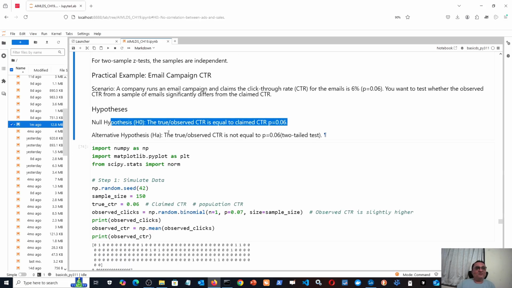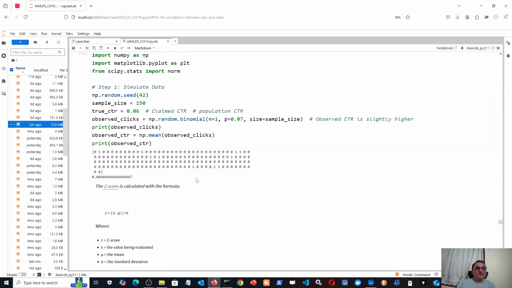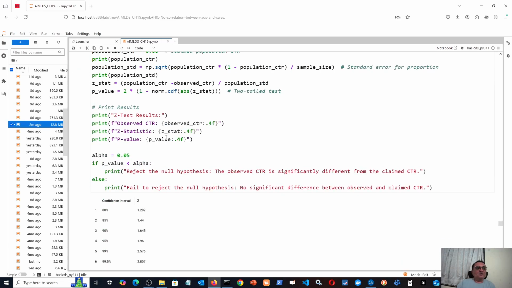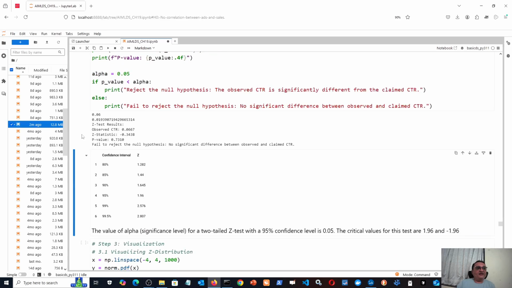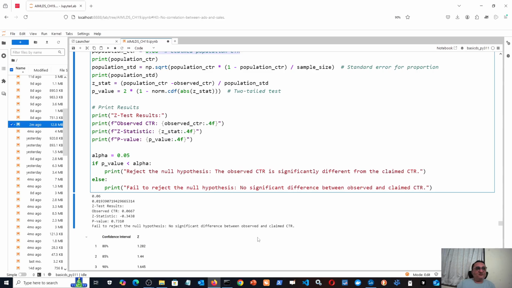So that means there is anomaly, and true and observed click-through rates are not the same, right? So if you actually do it, let us calculate now. This is the code, and it gives you this result, 0.06, that is the population click-through rate. That was the claimed click-through rate. The marketing company said that 6% of the emails will be converted.